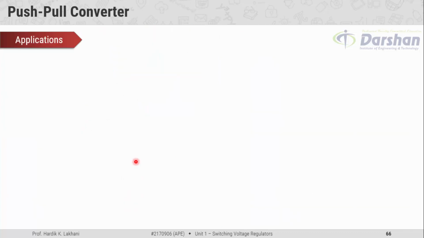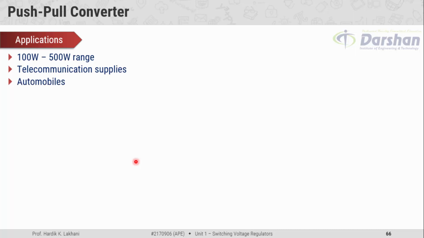Let's have a glance at the applications of the push-pull converter. Push-pull converters can be used in applications where the power requirement is between 100 to 500 watts. It can be used in telecommunication supplies. Apart from that, the push-pull converter is used in automobiles.